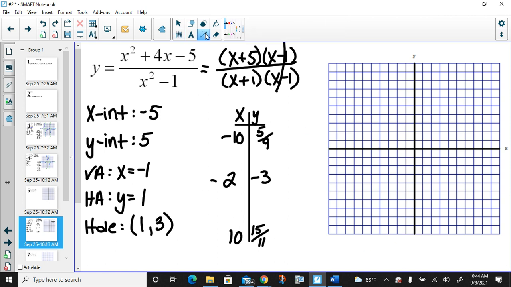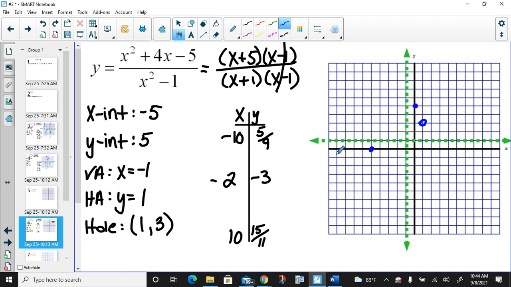All right, so we go ahead and start putting our stuff on here. We have a vertical asymptote at negative 1. We have a horizontal asymptote at 1. We have an x-intercept at negative 5. We have a y-intercept at positive 5. We have a hole at 1, 3. So we go 1, 3, and we just put an open circle there. That's our hole.